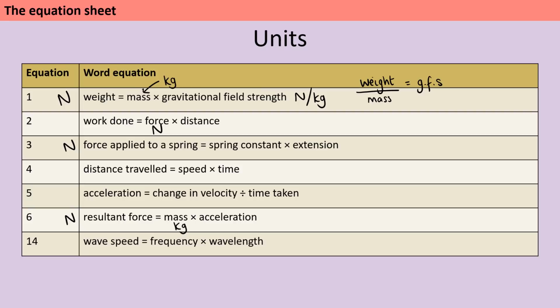Work done is a type of energy, so it's in joules, and distance must be measured in metres. Again, it's very likely that the exam board give you a sneaky question where they give you a distance in centimetres or kilometres instead, and you're expected to convert before you complete the calculation. A spring constant, again, we can work out from the other units.